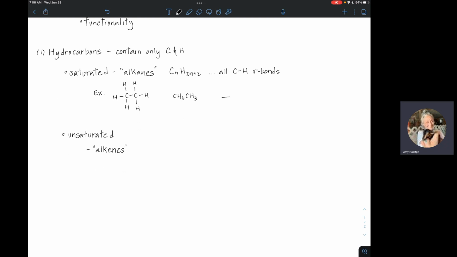So our alkenes have a general formula of CnH2n, n being the number of carbons on the structure. Notice the +2 is gone because we're going to be making a pi bond, or at least one double bond. So these have at least one carbon-carbon double bond.